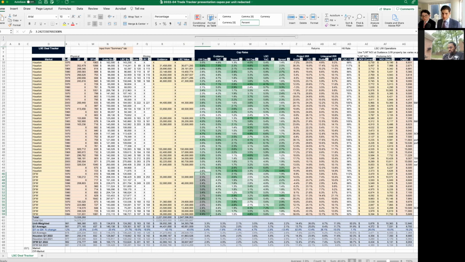A question came in about the spread. It kind of looks the same for DFW and Houston. So is the risk return there? So yeah, let's analyze more than just the cap rate data. Let's look at the yield on cost data and that kind of thing.